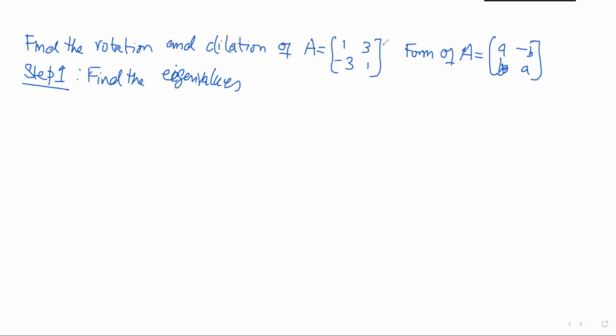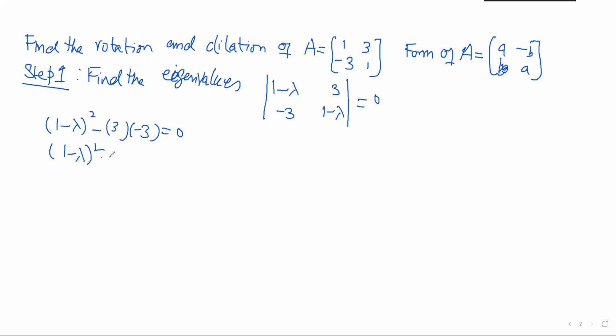So find the eigenvalues. So for example, for this we will need to find the eigenvalue. So it will be 1 minus lambda for the characteristic equation, minus 3, 3, 1 minus lambda, and we take the determinant equal to 0. So it will be (1 minus lambda) squared minus 3 times minus 3 is equal to 0. So it will be (1 minus lambda) squared plus 9 is equal to 0, or (lambda minus 1) squared is equal to minus 9. And if we take the square root of that, lambda minus 1 is equal to plus minus 3i, because the square root of minus 9 is 3i.